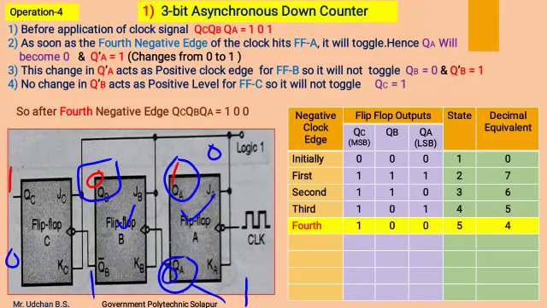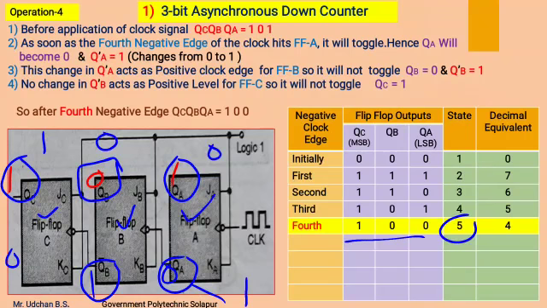This 0 will remain as it is, that is, it will be 0, and this QB complement will also not change, by which this flip-flop C receives a positive level as a clock input, so it will not get toggled, and this 1 will remain as it is. So after the fourth negative edge of the clock, the outputs are 1 0 0.